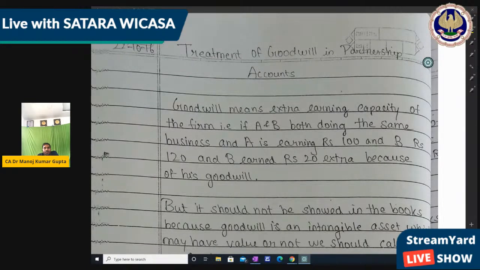Goodwill means the extra earning capacity of the firm. That is, if A and B are both doing the same business, and A is earning ₹100 and B is earning ₹120, then B earned ₹20 extra because of his goodwill. Understood? So goodwill is nothing but extra earning capacity. Whatever extra is earned is earned because of the firm's goodwill.